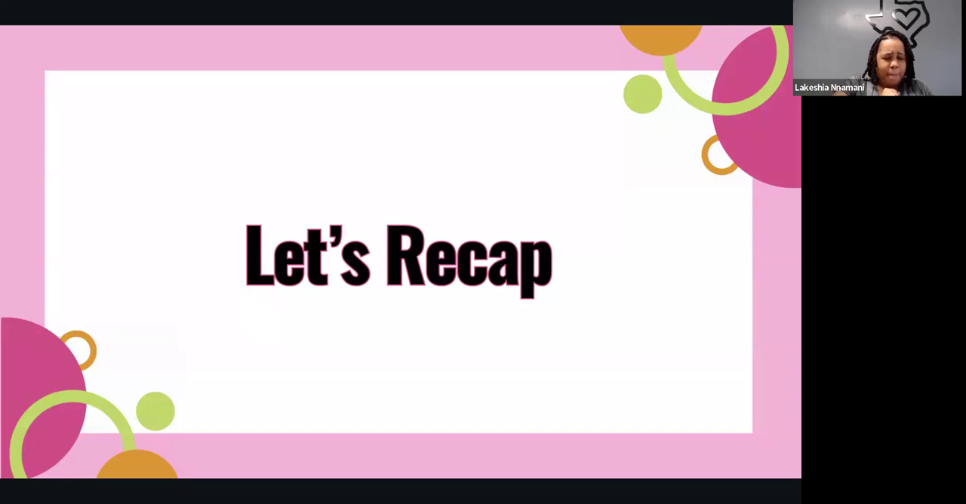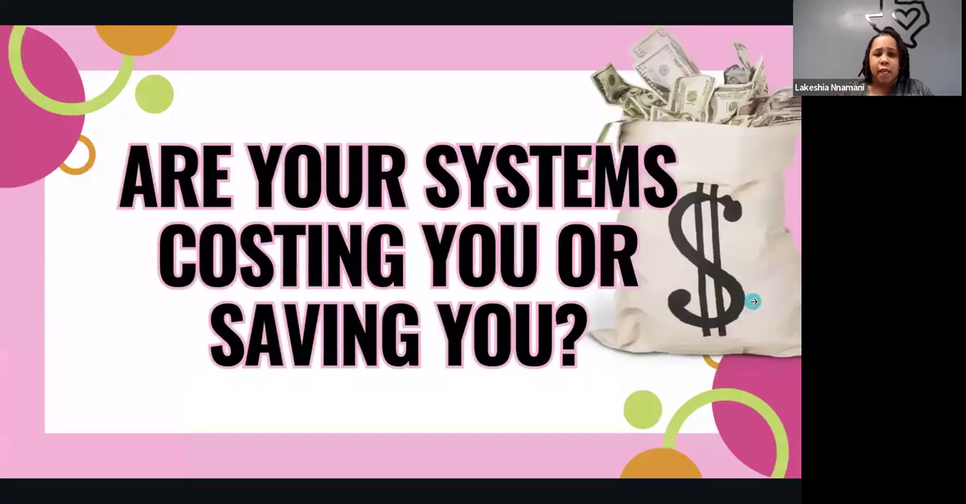Next. So you have to think about, are your systems costing you or saving you? When you don't have systems in place, you are wasting a lot of valuable time because you're going to keep saying the same things over and over. Or if you don't have classroom organization systems or teacher systems in place, it's going to cause confusion in your classroom, which can cause you to get licensing deficiencies. It can cause you to have incidents happen in your classroom.